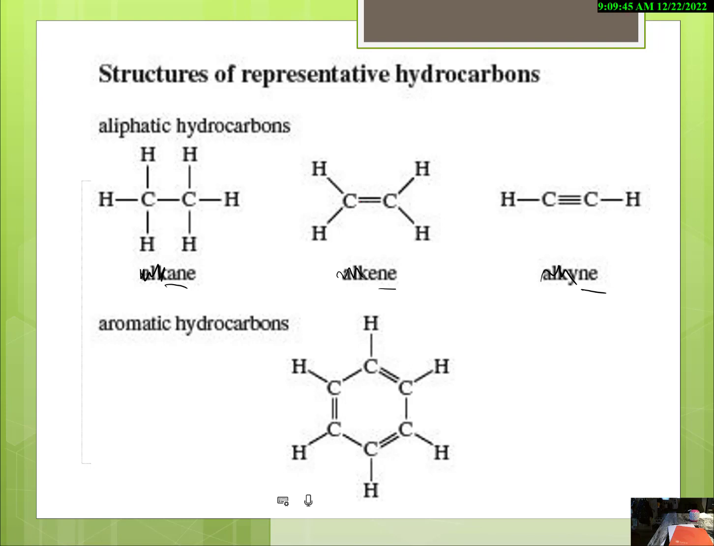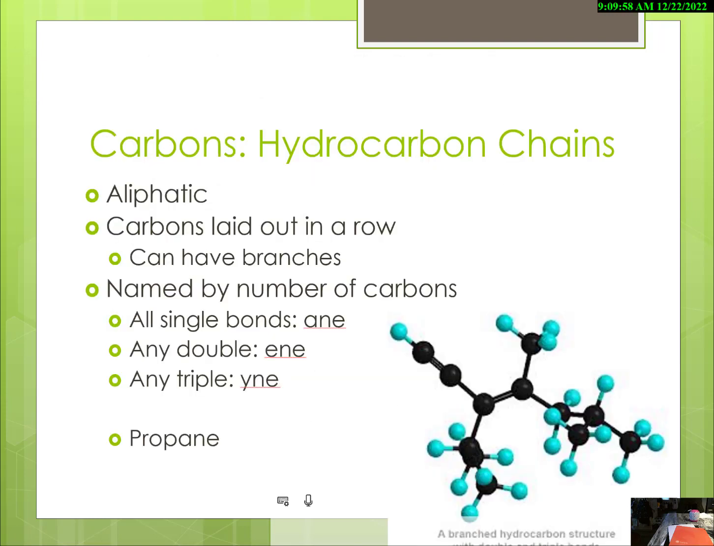So like a long chain structure. They can also come in a circular structure, a ring, which we'll also call aromatic. So we're going to talk about these more in depth as we go through the chapter. Okay, so hydrocarbon chains. Hydrocarbon: hydrogens and carbons laid out in a chain form.